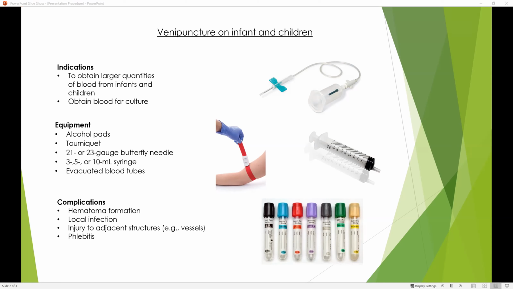So can we arrange another session? You redo this presentation and then we spend like 10-20 minutes just for venipuncture, because this is very important for later. Boleh. Okay. So proceed with next one.